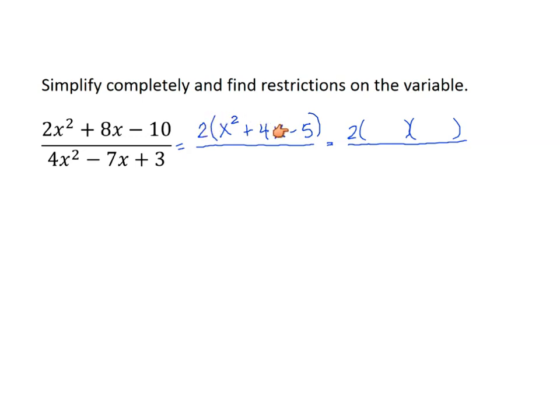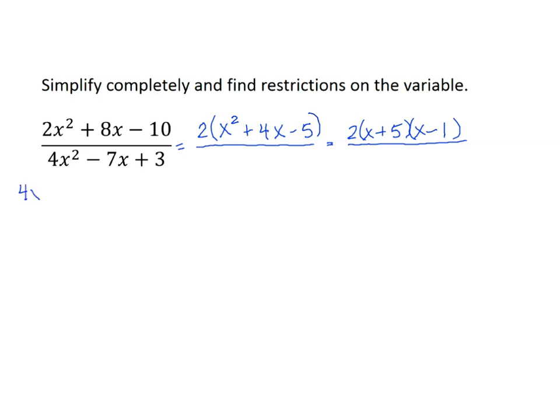So that means I need two numbers that multiply to be negative 5, but add to be positive 4. And those two numbers are going to be, let me put my x's in, multiply to be negative 5, add to be positive 4. It's going to be a positive 5 and a negative 1. Now on the bottom, I can't do any quick factoring.